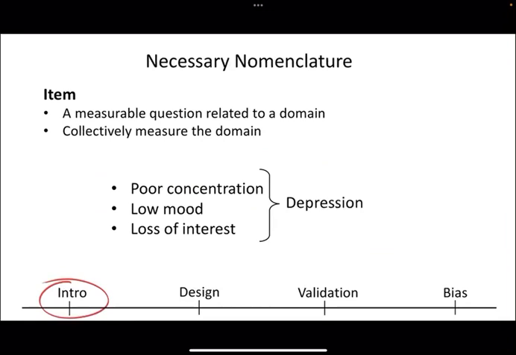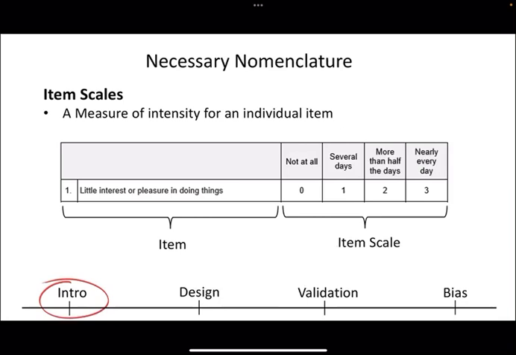So the next thing is an item, which is the actual questions on a questionnaire. It's usually something that's measurable, that's related to this latent domain. Staying with this example of depression, where again it wouldn't be practical to ask how depressed are you, 0 to 10, you might ask how often in the past 10 days have you experienced poor concentration, low mood, loss of interest? And the answers to those more tangible questions might collectively give an indication of how depressed someone is. And each of these individual items has a scale.